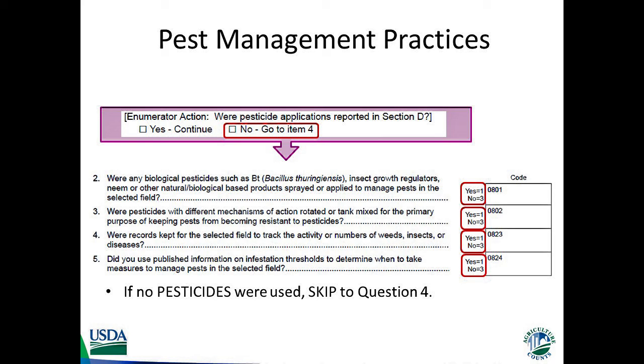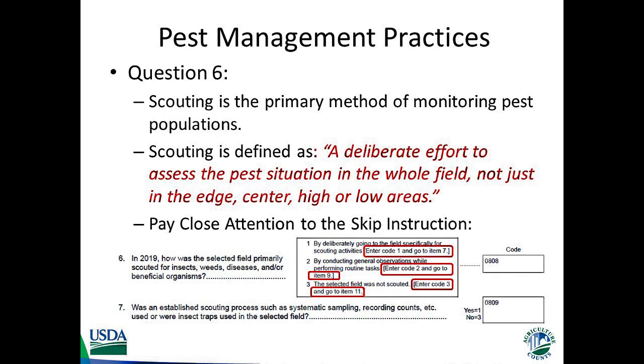For questions 2 through 5, the questions are very similar to what have been asked in the past, but please note for this year, they have changed the format as to how those values should be coded. If the answer is yes, you will put a 1. If the answer is no, you will enter a 3. Questions 6 through 10 focus on why certain pesticides were applied. Proper identification of pest problems may reduce pesticide usage.